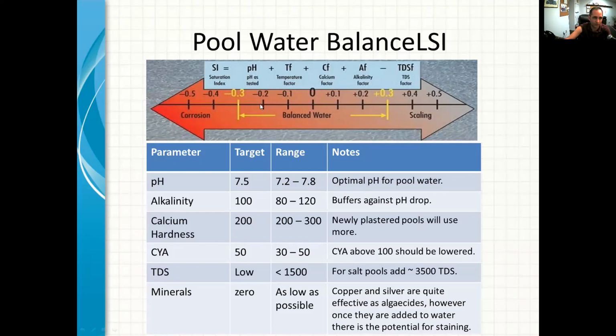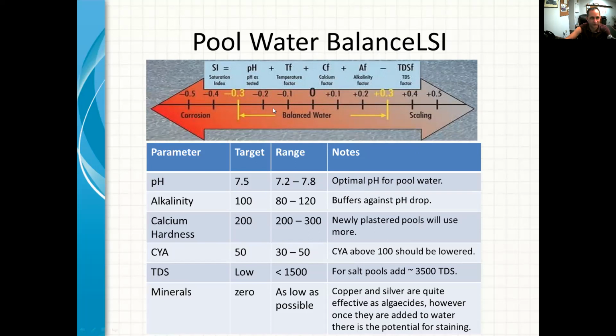So for pools, they say anywhere between minus 0.3 and plus 0.3 is okay. So they don't expect you to keep it exactly at 0. Anywhere between here, and you should not really have any problems related to corrosion or scaling.